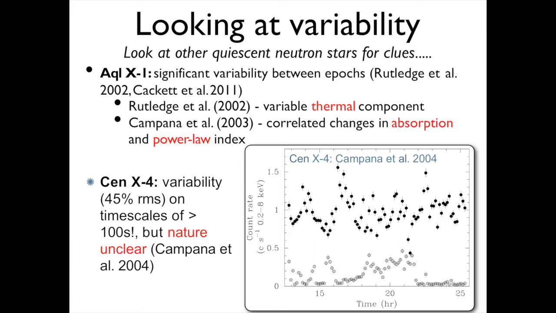And so even in a short 1 day long observation of Cen X-4, you can look at the variability on short timescales. So this is from a paper by Sergio Campana in 2004. Again, this is 1 day. You can see this thing is going nuts, right? It's varying like crazy. And so something is clearly happening during quiescence.